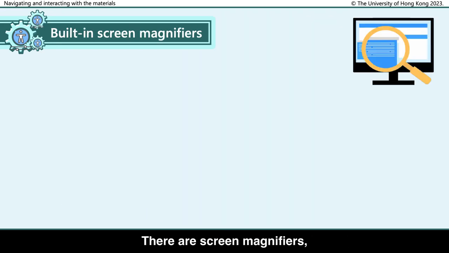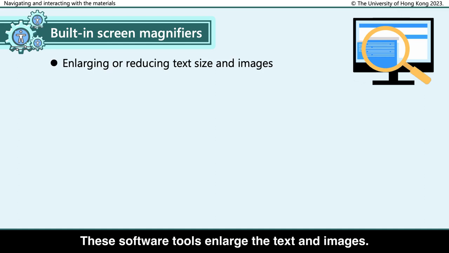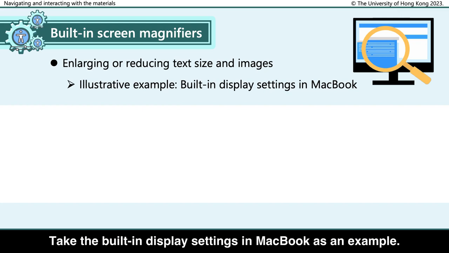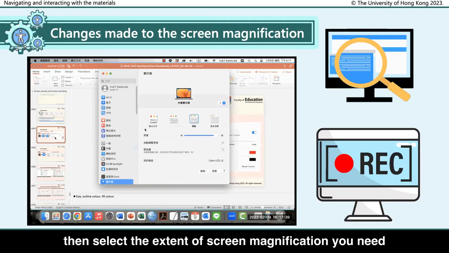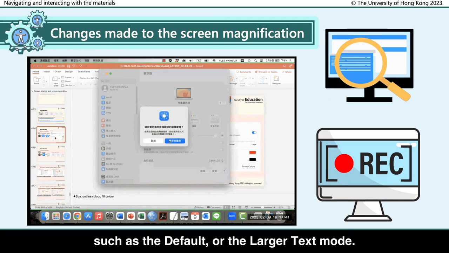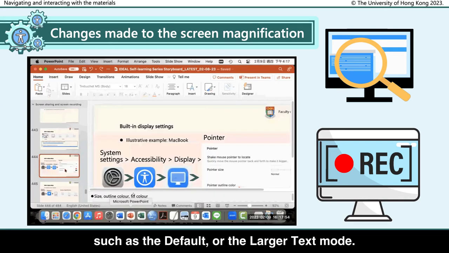There are screen magnifiers, some of which are built directly into the operating system of the device. These software tools enlarge the text and images. Take the built-in display settings in MacBook as an example. Go to System Settings, then go to Displays, then select the extent of screen magnification you need, such as the default or the larger text mode.